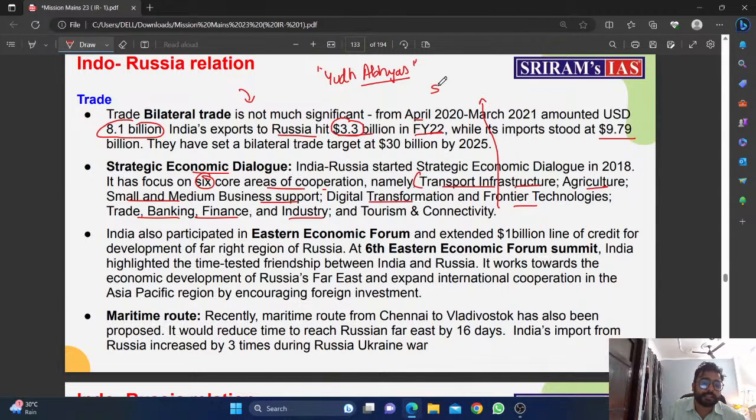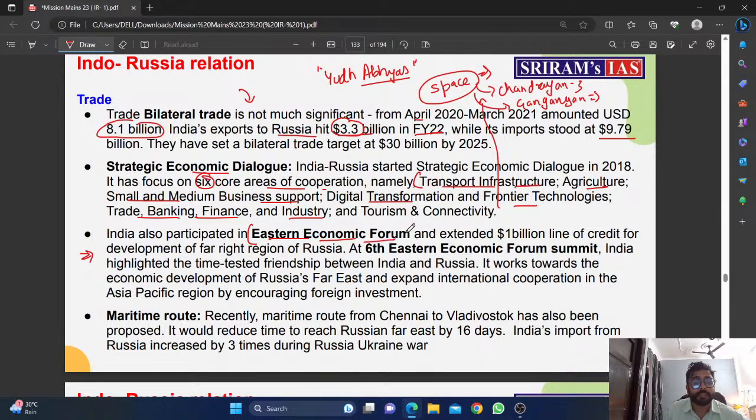Other than that, there is technological cooperation with Russia in space. We know that Russia is helping us in Chandrayaan 3. Russia is helping us in our mission Gaganyaan, which is India's first human space mission. Then, each year India participates in the Eastern Economic Forum.